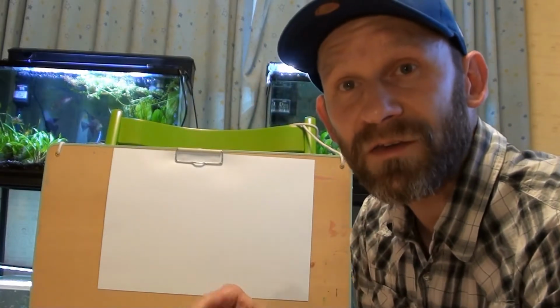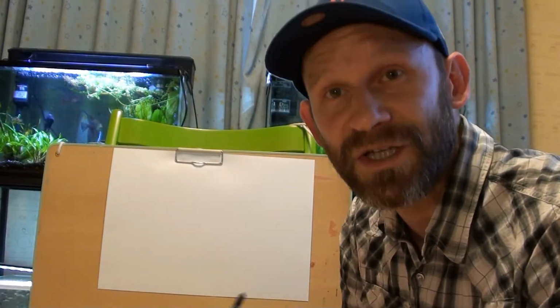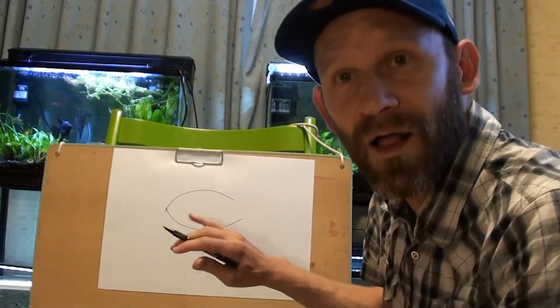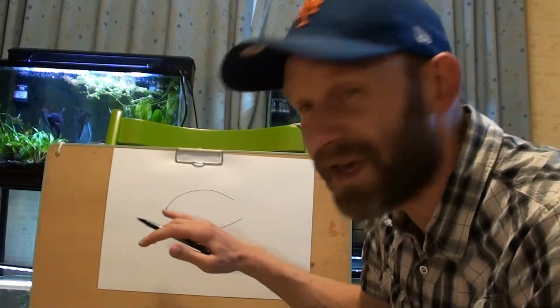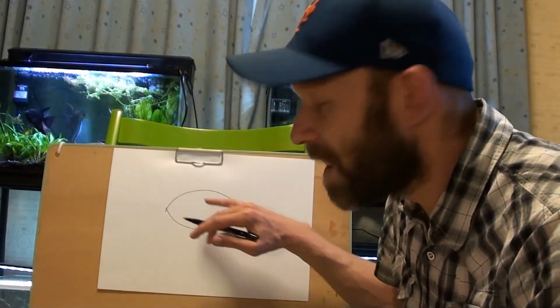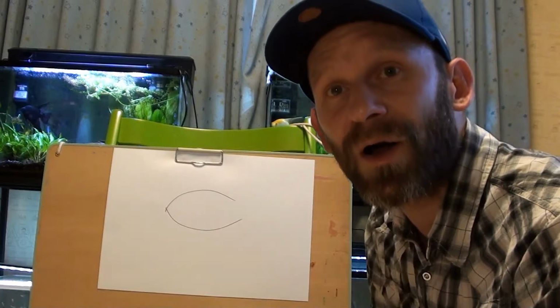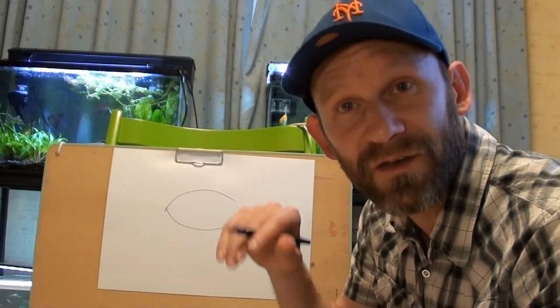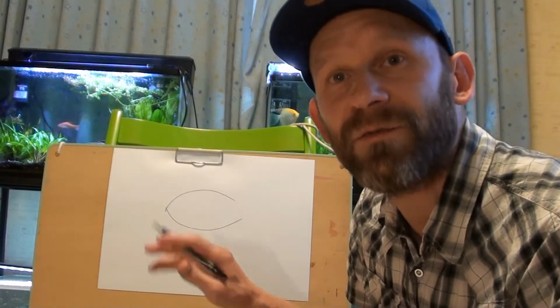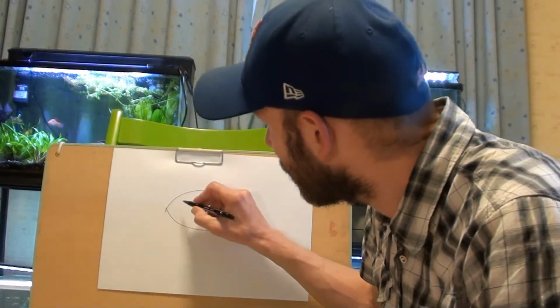The basic parts of a fish. First, we need the fish shape. The basic fish shape is symmetrical. If I was to put a line down the middle, the top part and the bottom part are even. It's symmetrical. Okay, some of them are going to be very obvious, but I need to go through them first.